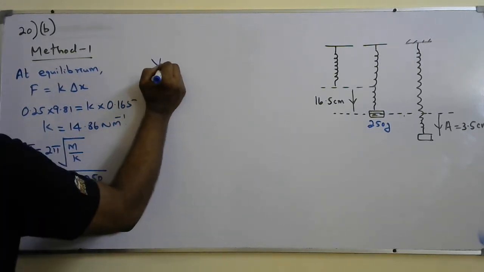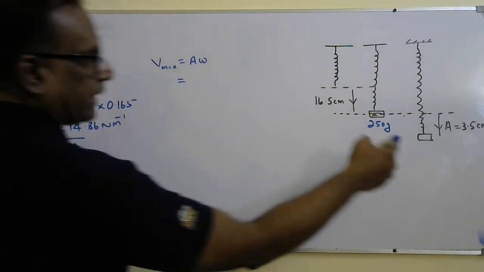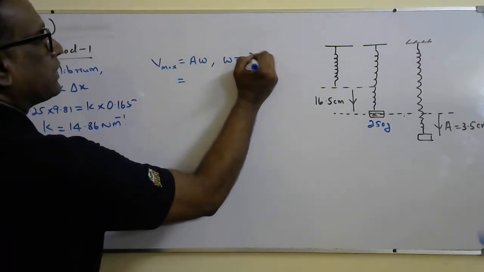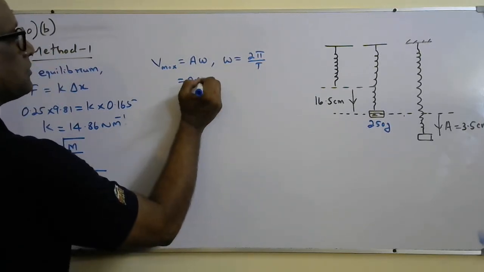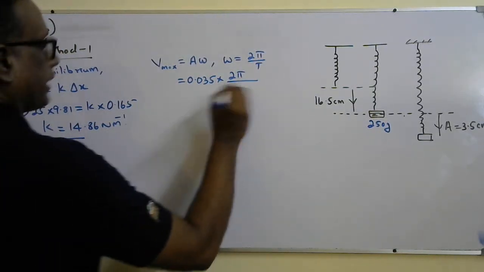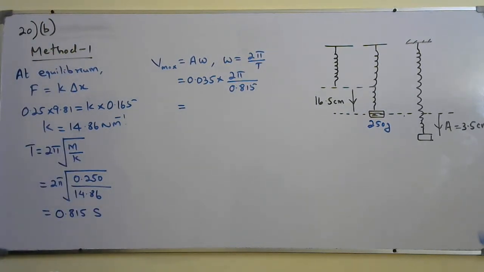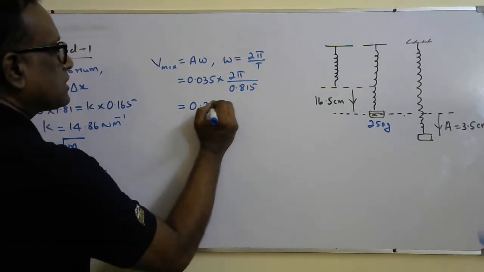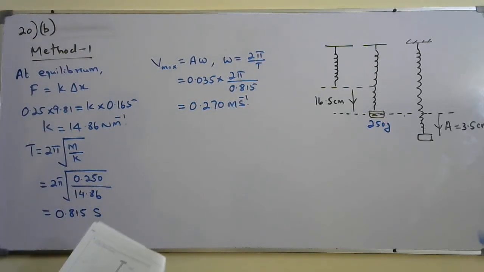Okay, so I need to find the V max. V max equal A omega. A, we know, is 3.5 centimeter, I need to convert to meter. Omega equal 2 pi over T. Substitute. So 0.035 into 2 pi over T, we found T is 0.815. So the maximum speed will be 0.270 meter per second.